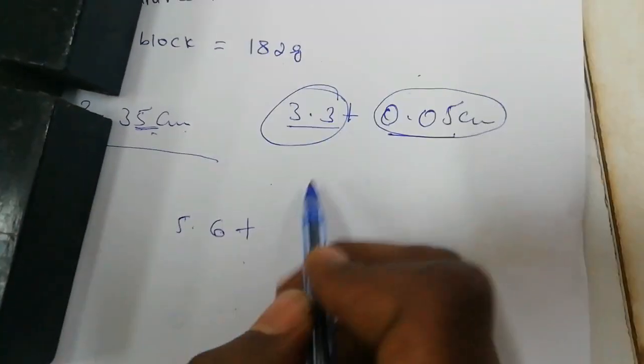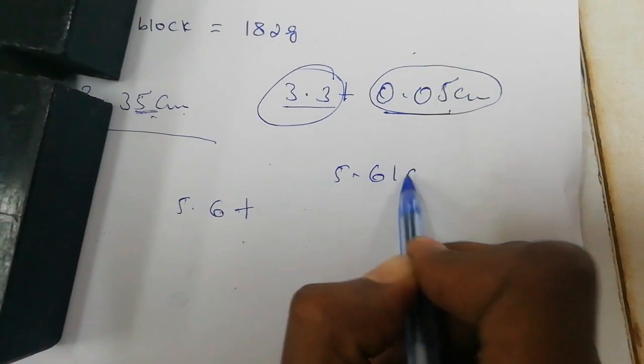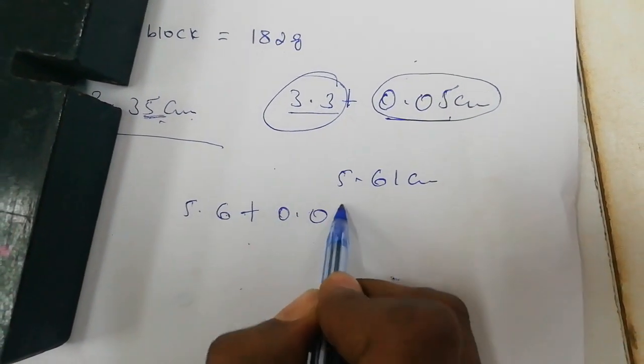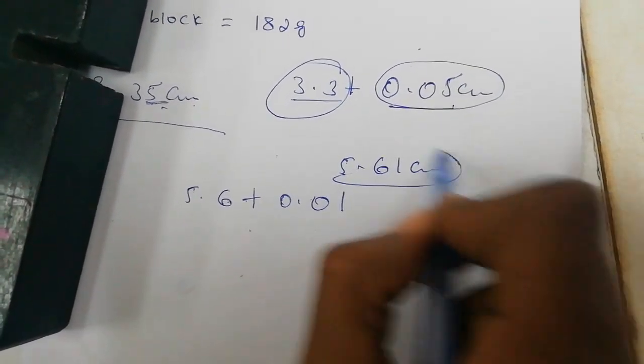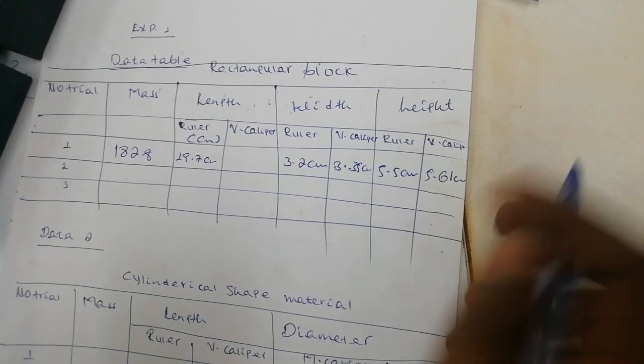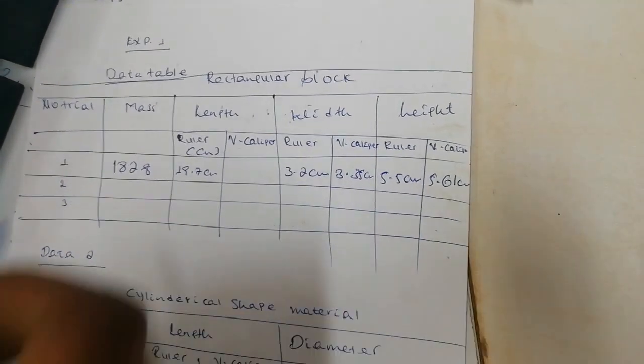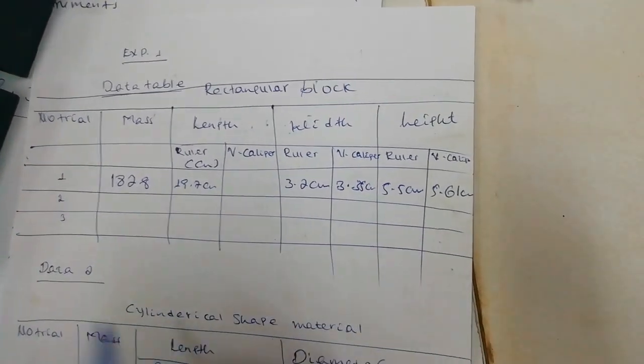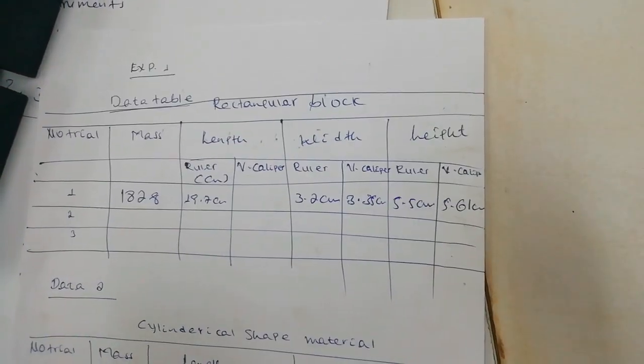So we are taking here 5.6 centimeter plus 0.01. So this is around 5.61 centimeter. This is the first trial. It's just like this. You continue your trials three or four times.